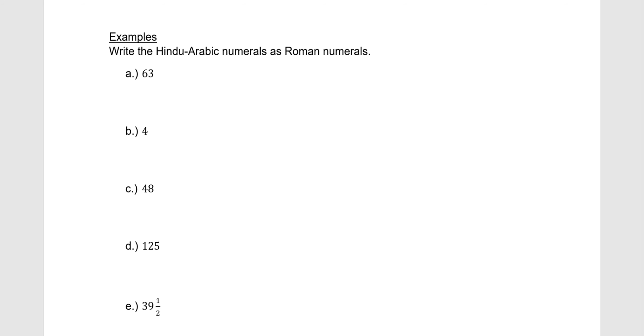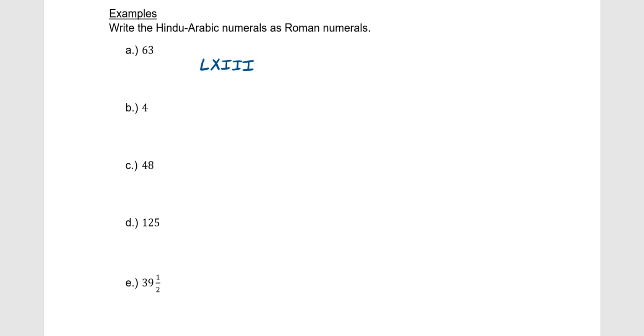Well, we have our letter L, which represents 50. So if we do LX, LX represents 50 plus 10, which is 60, right? So now all we have to do is add 3 more. To do that, we just add 3 I's at the end. And we get LXIII is 63. And obviously double check that working backwards. L is 50, X is 10, which is 60, plus the 3 I's, so 63.